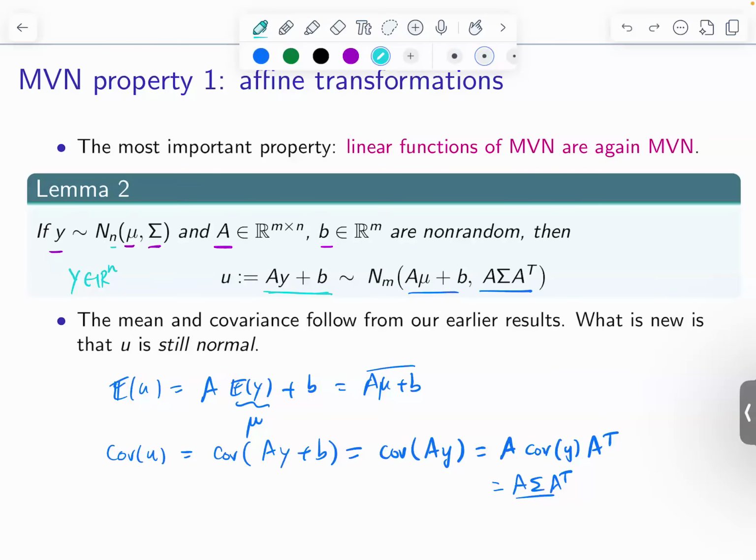Questions? Anyone knows how this is proved? How do you prove this? Yes. Moment generating function. Okay, that's a very good way of doing it.